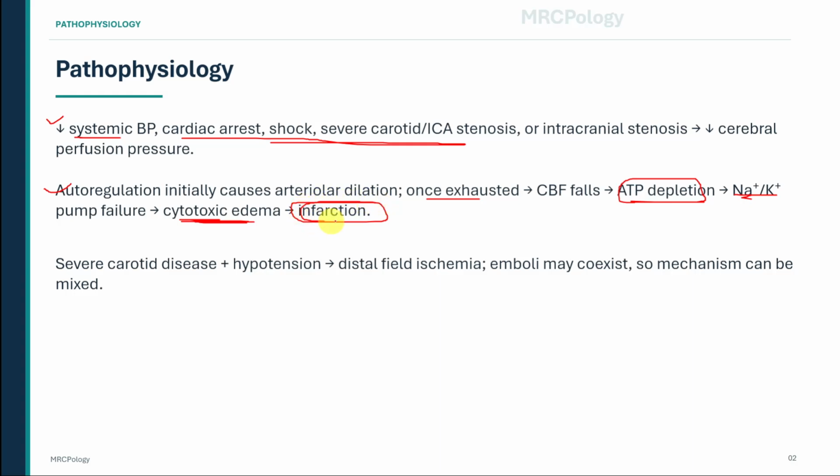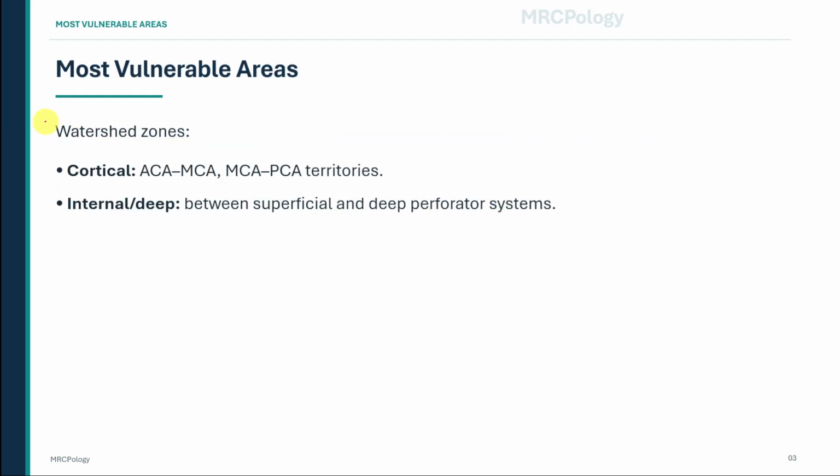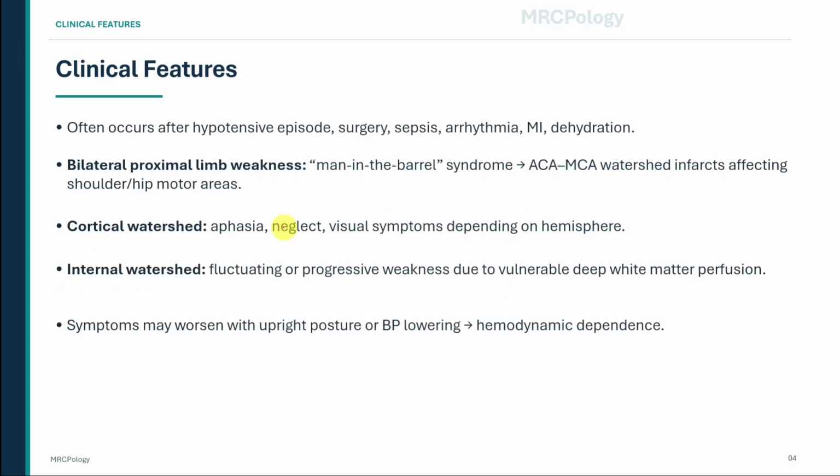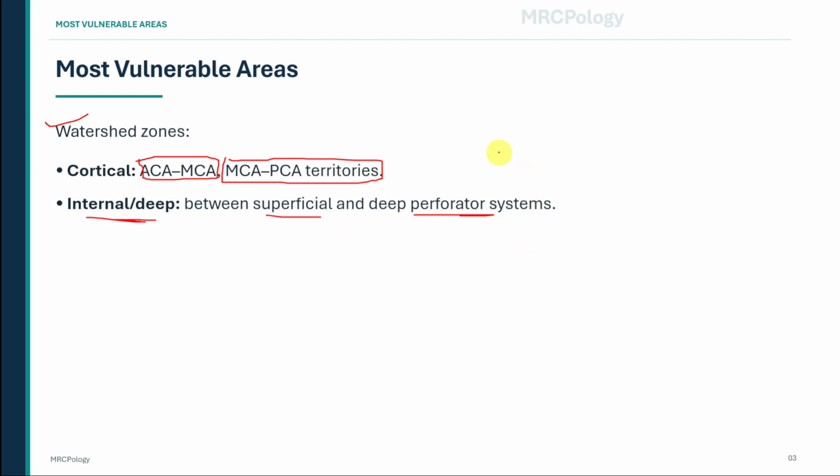The most vulnerable areas are the watershed zones. These are the border areas between major arterial supplies. Cortical watershed zones lie between the anterior cerebral artery and middle cerebral artery territories, and between the middle cerebral artery and posterior cerebral artery territories. Internal, or deep, watershed zones lie between the superficial cortical supply and the deep perforator systems. These regions are at the far end of arterial supply, so when pressure drops, they are the first to suffer.